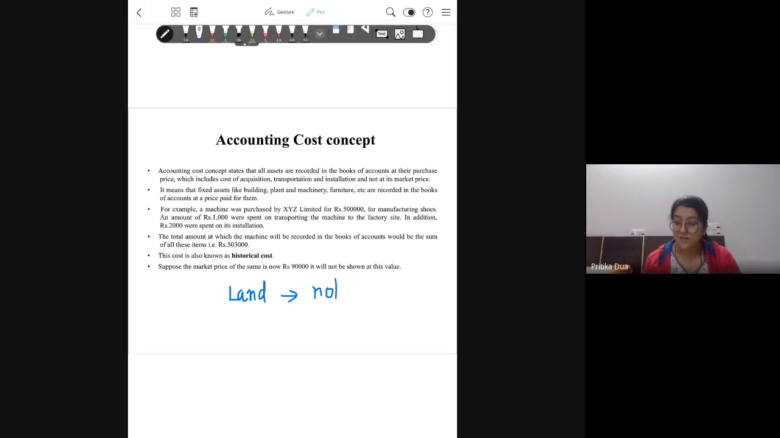So land is not depreciated. All other fixed assets are depreciated.